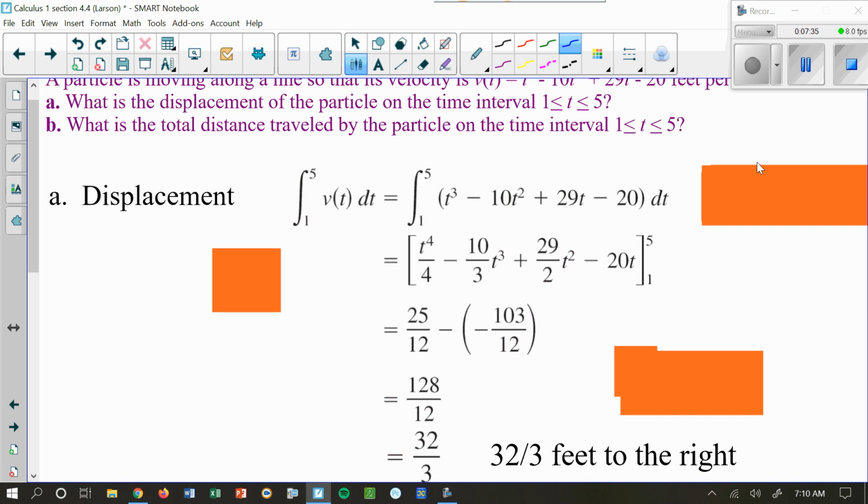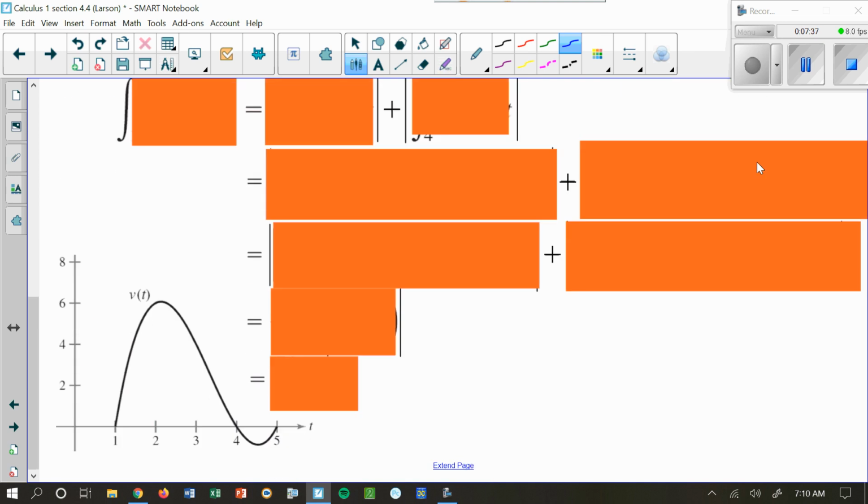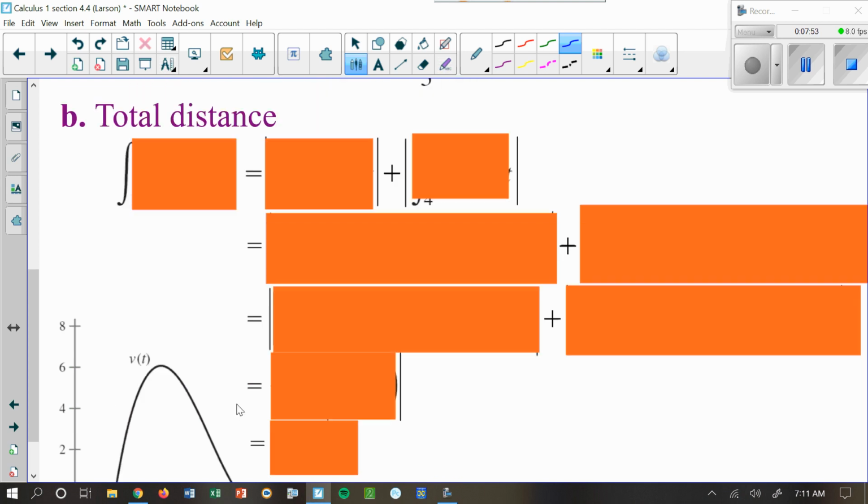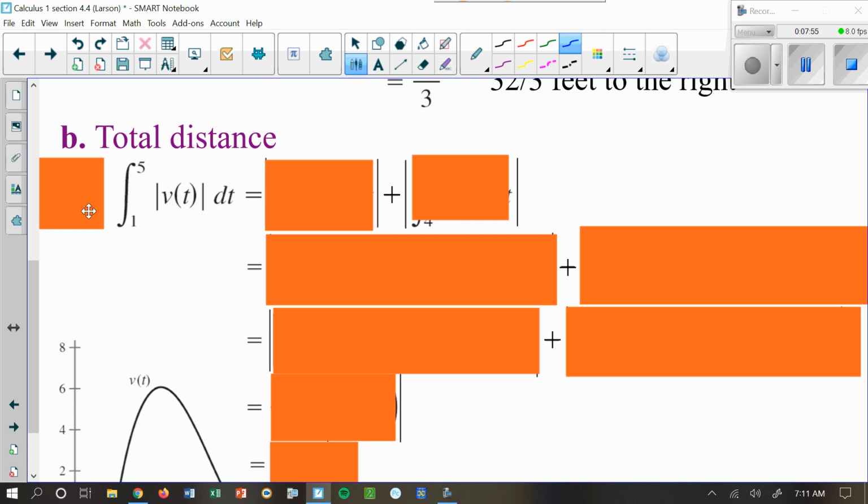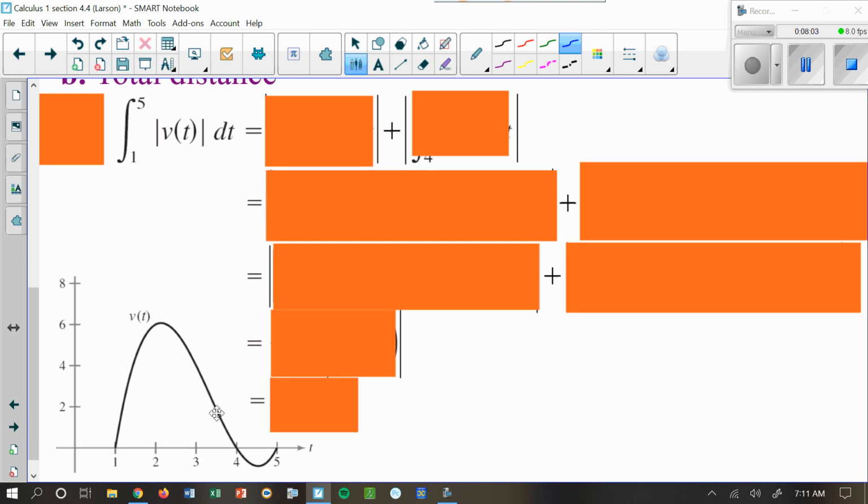But total distance is a little bit different. You have to look at, well, the part that's above we'll do as one integral. The part that's below we'll do as a separate integral. In this case, it switches from above to below right here at 4. So when we're doing this, just like we did with our absolute value before, we have to break it into two parts. From where it switches from positive to negative, where it would be 0, which would be right here at 4. So we have to do one integral from 1 to 4, plus another integral going from 4 all the way to 5.